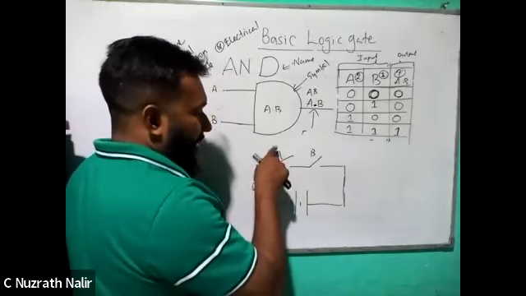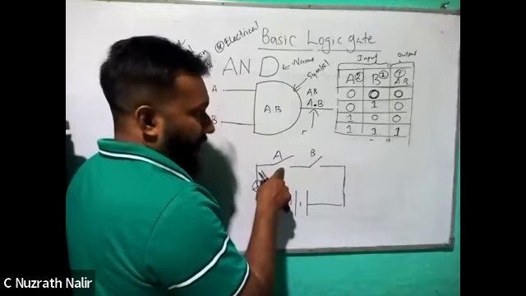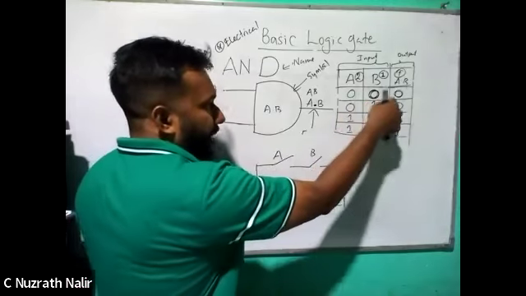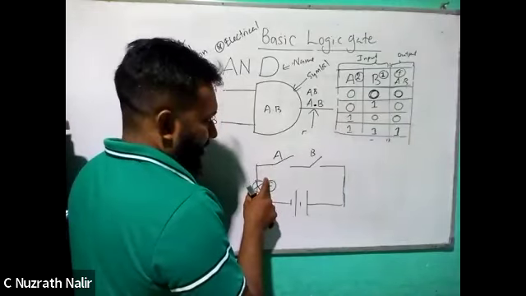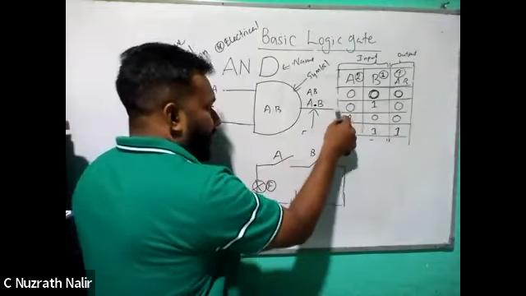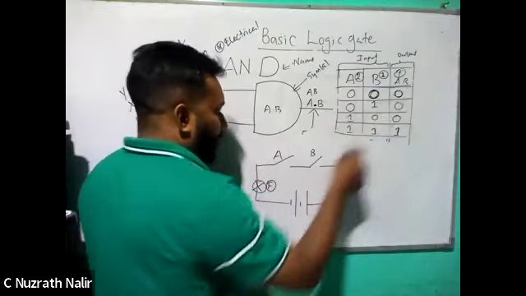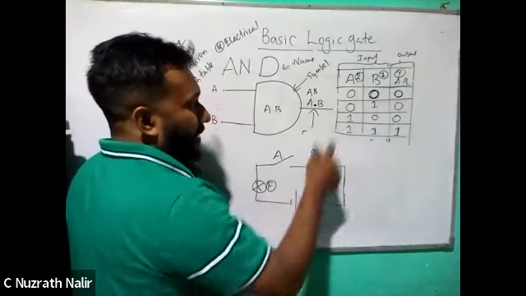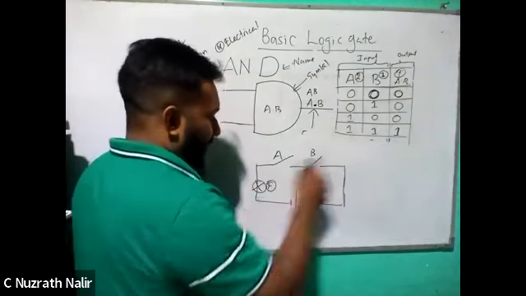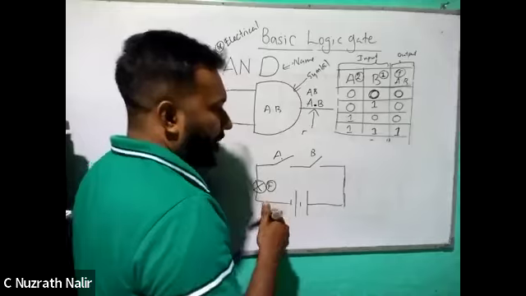No. Then I switch on the B and A off, B on. Still the bulb does not work. Then A is 1, B is off. Then what is the output of that? Still 0. Then A is 1, B is 1. I switch on A and I switch on B. Then the output will be 1.